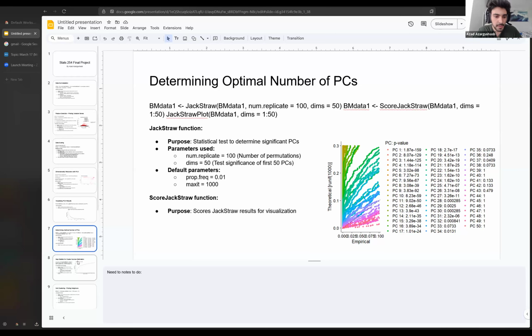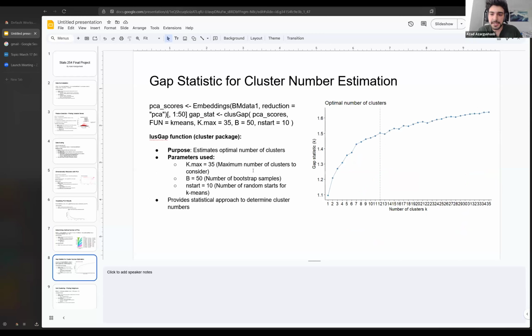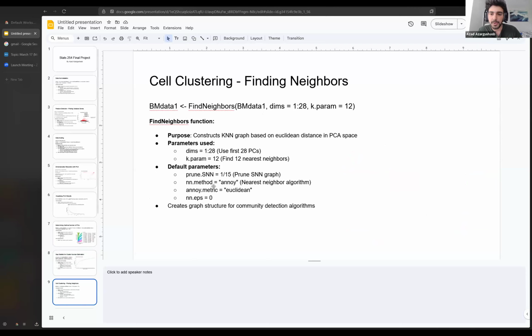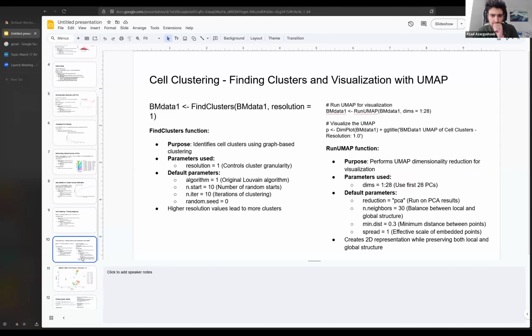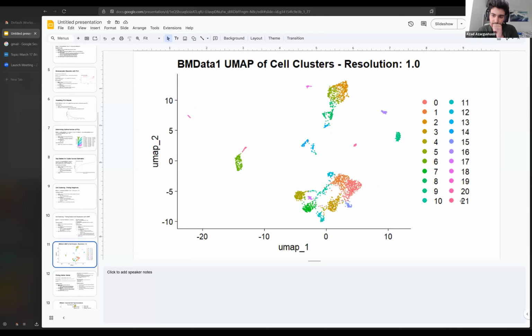And so I also ran a gap statistic to see the optimal K cluster based on those PCs, and I got 12. And so I then ran the find neighbors with K equals 12 and with 28 PCs. And I did this with different values based on what the algorithms told me for the second bone marrow dataset and the pancreas dataset. And then I clustered and visualized the cells using UMAP, which is here, and I got 21 clusters from the algorithm.